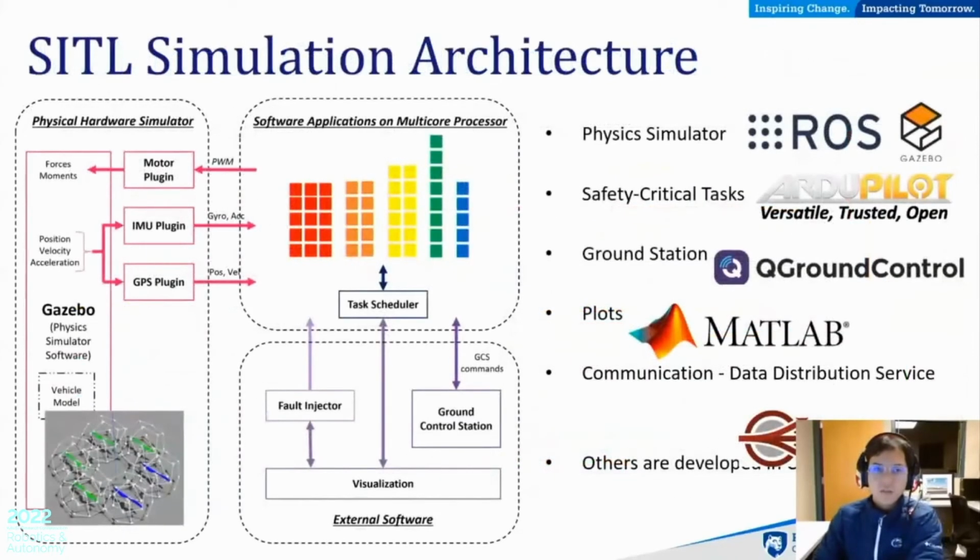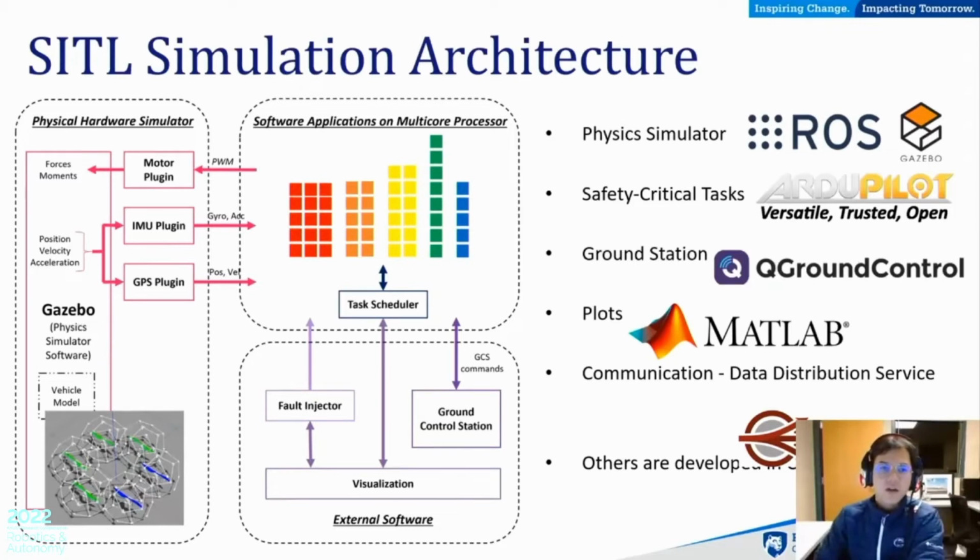There are three main blocks for the software-in-the-loop simulation architecture. The first one is the physical hardware simulator, which is ROS and Gazebo. This simulator takes in the PWM signal to generate forces and moments on the vehicle and returns the state of the vehicle. The second block is the safety critical tasks running on the simulated multi-core processor.